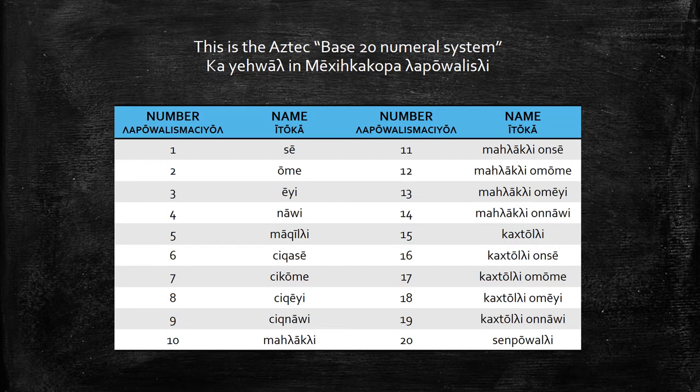Number Tlapoal is Machiotl. Ce, 1. Ome, 2. Eyi, 3. Nawi, 4. Makwili, 5.